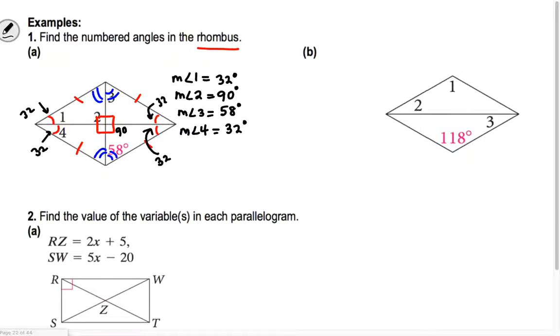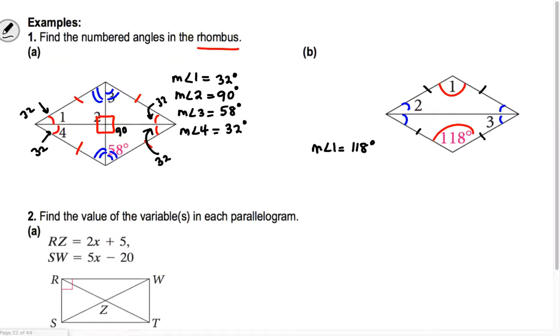All right, same idea on this one. So we have a rhombus, so we know all 4 sides are congruent. We know our angles are bisected. And then opposite angles are obviously congruent to each other because it's a parallelogram shape as well. All right, so the measure of angle 1 is 118. But we still need to find 2 and 3.